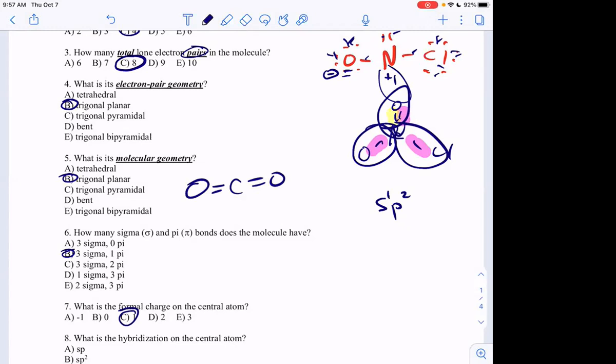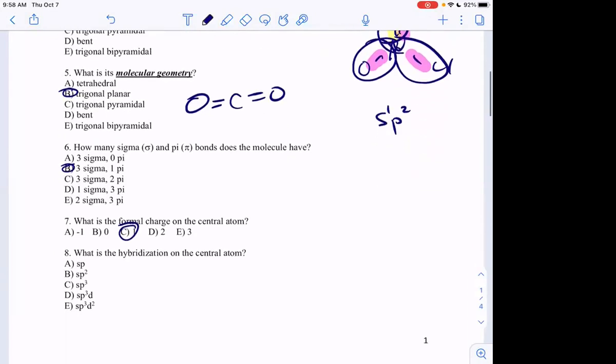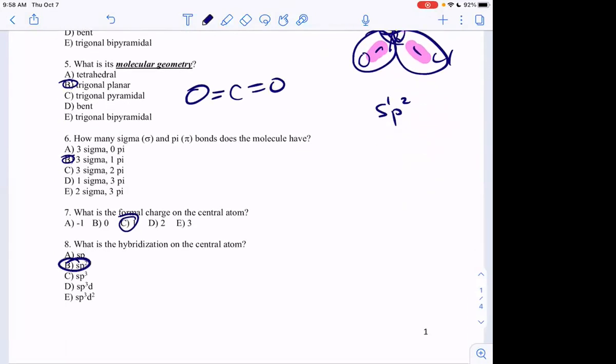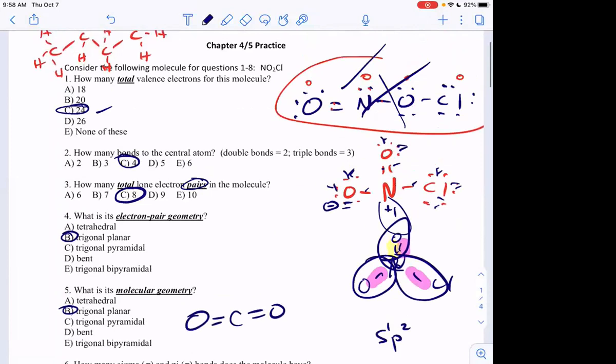Or domains. That's why I like that better than electron pair geometry. I like electron domain geometry. You think of that, they're in the same domain. They're not really necessarily when you get to molecular orbital theory. But anyway, I think that was it, right? So sp2 for that one, that molecule.